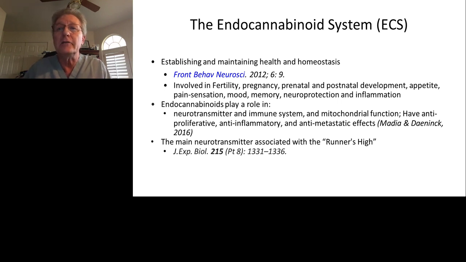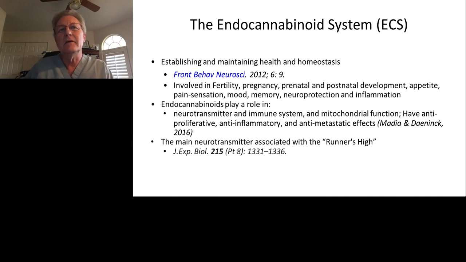The main neurotransmitter that's associated with the runner's high actually is anandamide. And back when I went to medical school, it used to be considered an endorphin.